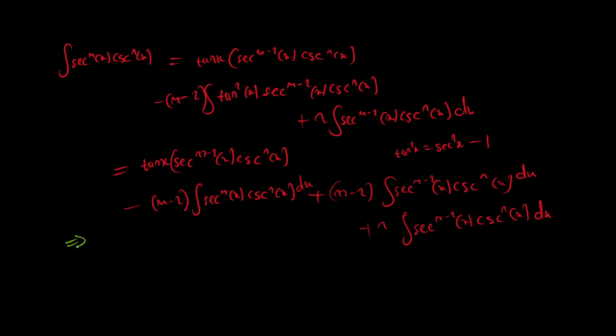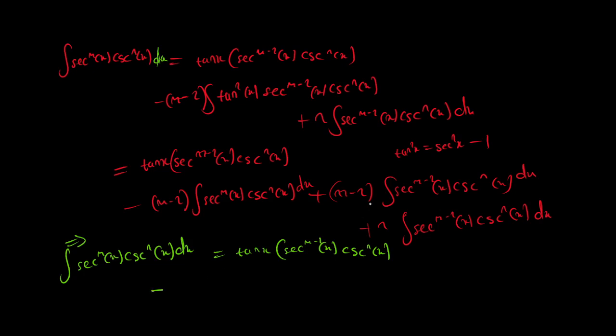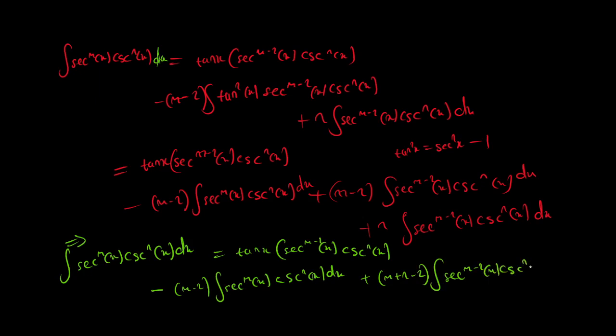So basically now, this means that the integral of secant to the m of x cosecant to the n of x dx is equal to tan of x times secant to the m minus 2 of x and cosecant to the n of x, minus m minus 2 times the integral of secant to the m of x and cosecant to the n of x dx, plus m plus n minus 2 times the integral of secant to the m minus 2 of x and cosecant to the n of x dx.